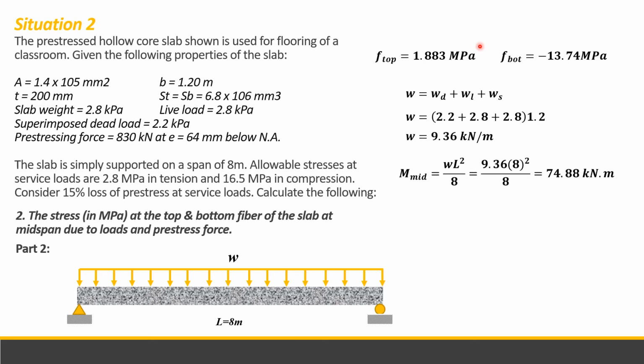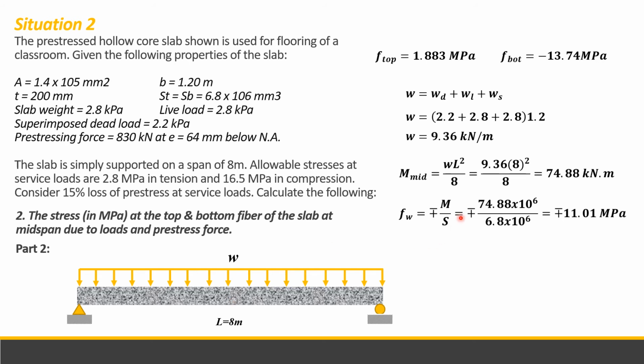Okay, so again, we'll be solving the same procedure. So the maximum moment at the mid-span is omega L squared over 8. So 9.36 times 8 squared over 8 is 74.88 kilonewton meter. So that is the maximum moment at mid-span.